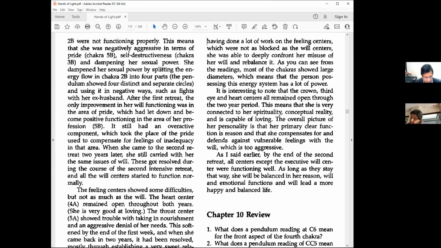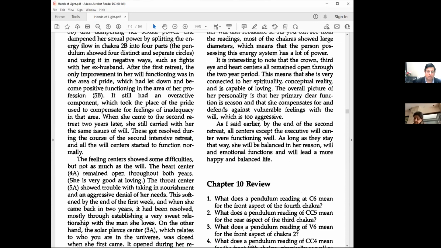The overall picture of her personality is that her primary clear function is reason and that she compensates for and defends against vulnerable feelings with the will, which is too aggressive. As I said earlier, by the end of the second retreat, all centers except the executive will center were functioning well. As long as they stay that way, she will be balanced in her reason, will, and emotional functions and will lead a more happy and balanced life.